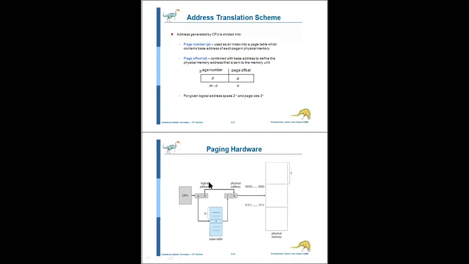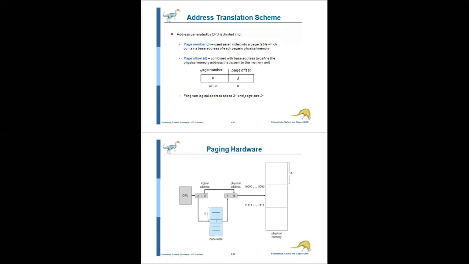Page offset is represented by small d. By using the page offset combined with the base address, we define the physical memory address that is sent to the memory unit.